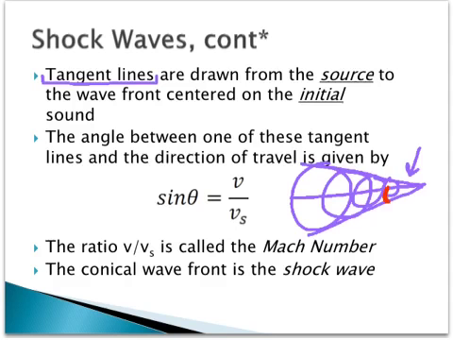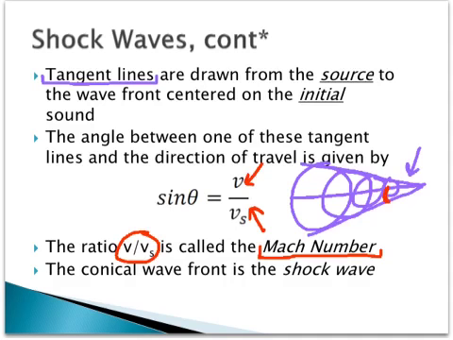And the sine of that angle is equivalent to the speed of the sound divided by the speed of the source. V represents the speed of the sound. Vs represents the speed of the source. When we look at this ratio, the units cancel out, so it's a unitless number, and this is known as the Mach number, something you've probably heard before. So that's an interesting fact.